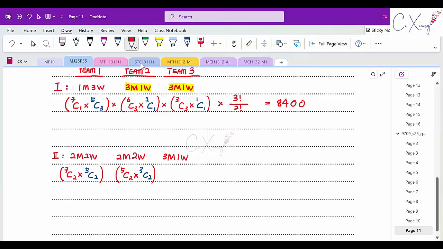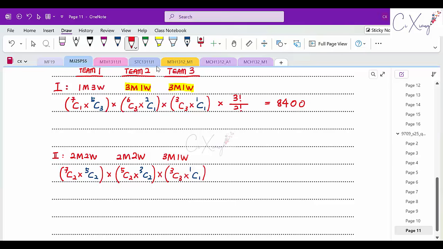Then how about the third team? You have 3 men remaining. You choose all of them to put in team 3. Then for the women, you are having 1 woman left, then you choose this woman and place her in team 3. And again, this is within case number 2. Therefore, you multiply the number of combinations.